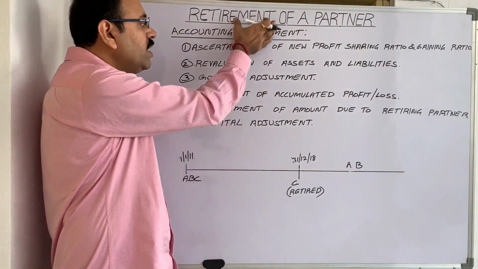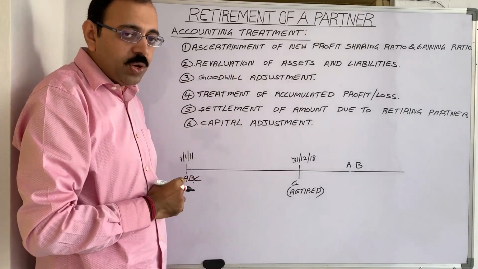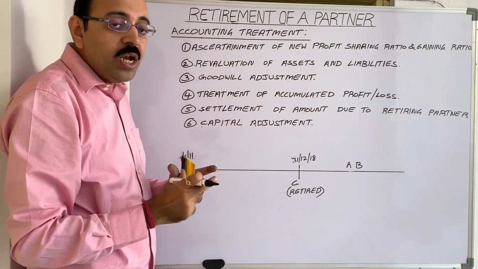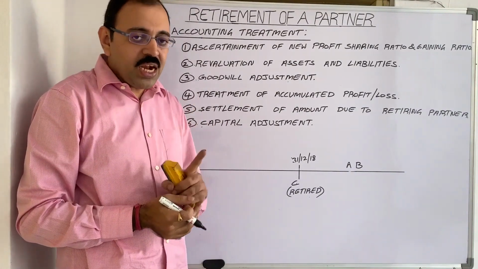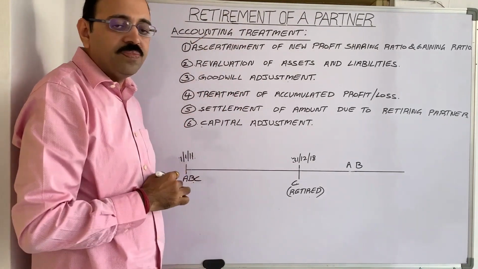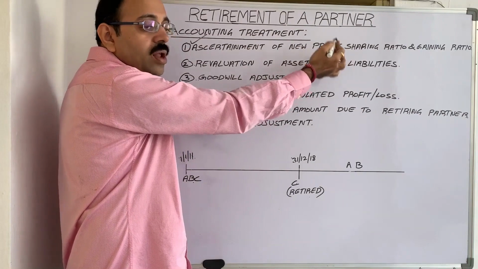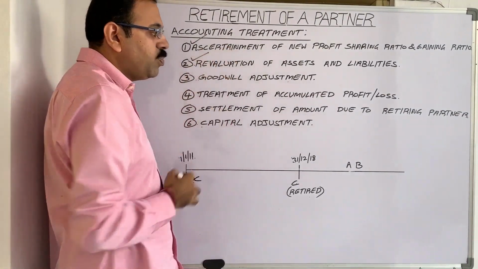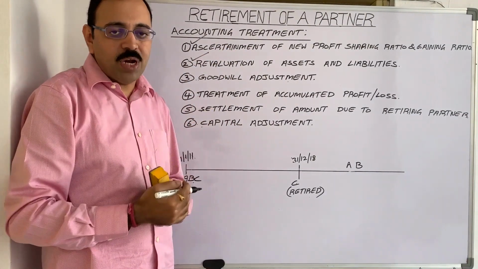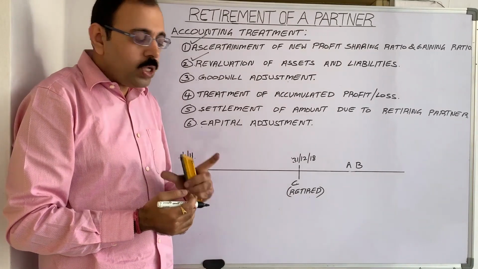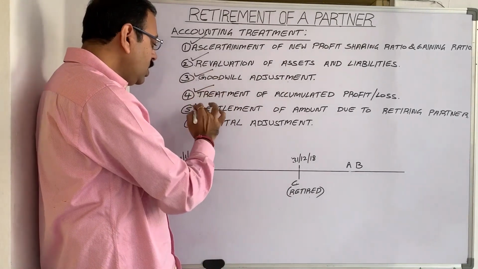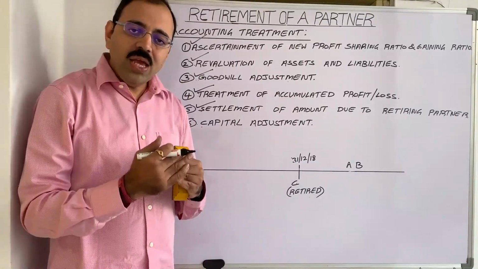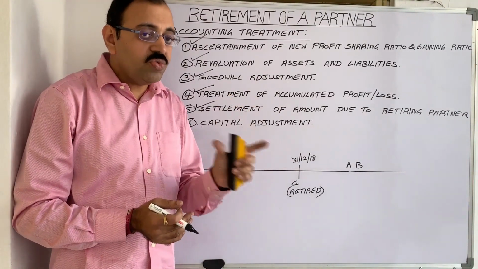Till now, regarding retirement of a partner, I made 3 videos. In the first video, I explained the meaning of retirement of a partner and the liabilities of a retiring partner. In the second video, I covered the first point, how to calculate the new profit and loss sharing ratio and gaining ratio. And in the third video, I covered how to revalue assets and liabilities. In the present video, I am going to cover the third, fourth and fifth points with the help of 3 problems. I am giving the links of the first 3 videos in the description box. Please watch those videos also.